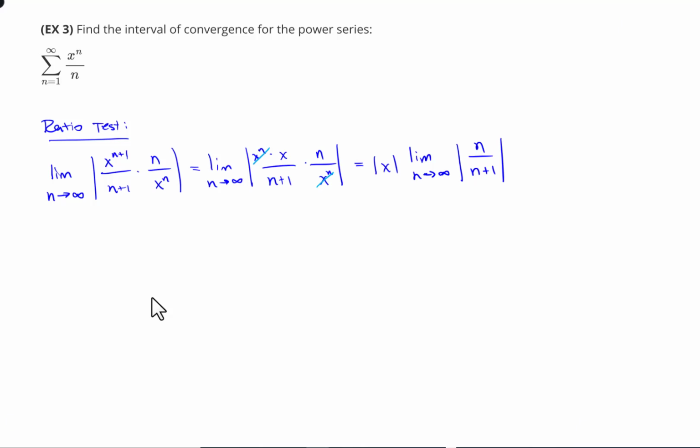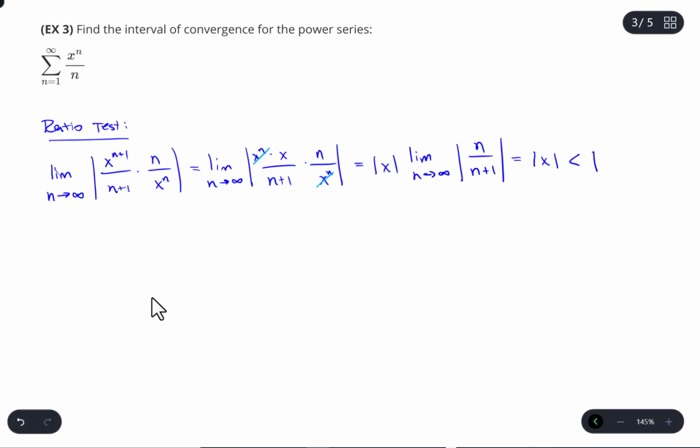And that's a rational function. The degrees are equal, so the leading term coefficients divide to 1. That means that this results in the absolute value of x. Okay? Now that doesn't tell me anything about the radius of convergence yet. What that tells me is that I need to compare this result to 1, and only when this is less than 1 will this converge.